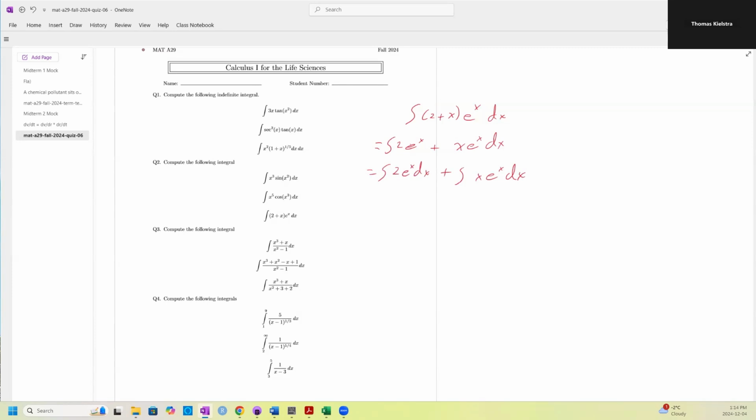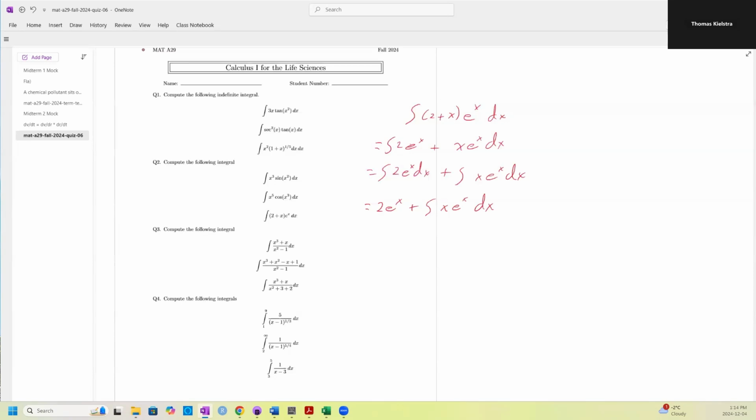Now, this piece we can solve. That's simply 2 e to the x plus the integral of x e to the x dx. Now, you might be saying, okay, Tom, there should be a plus c here because you integrated. However, because this indefinite integral will also have a plus c, I can just keep that constant in mind and it'll pop out later when I solve this integral.